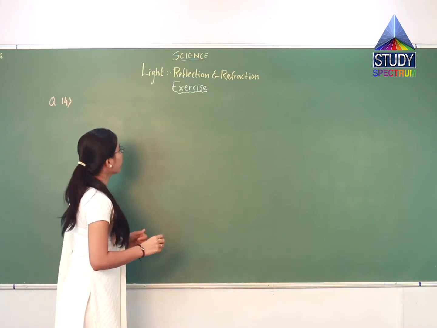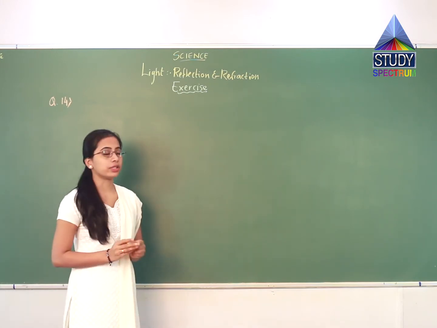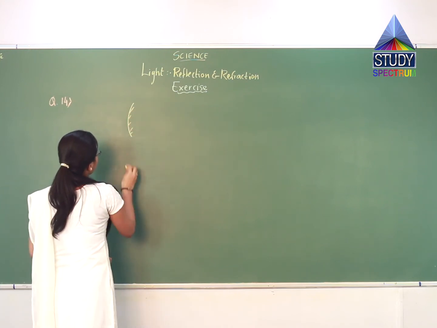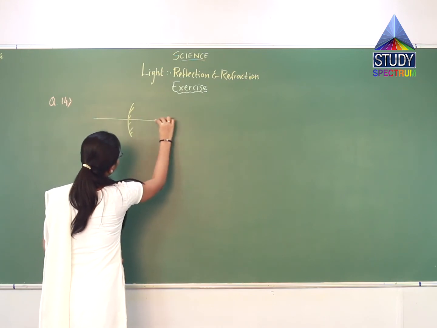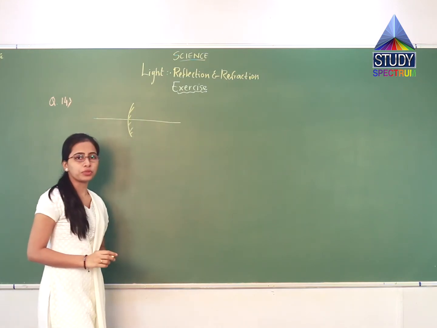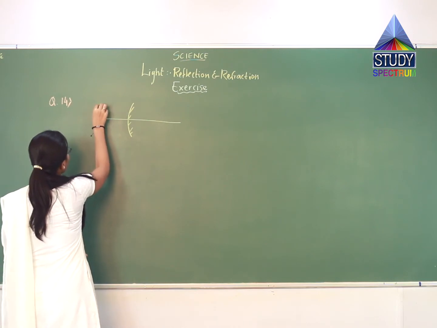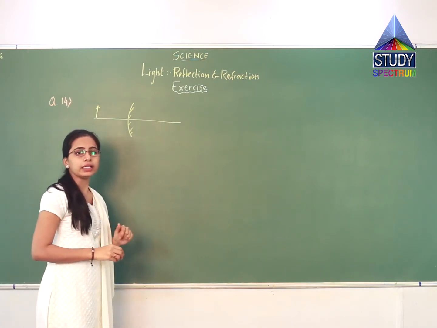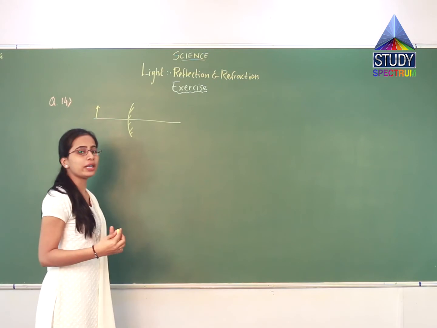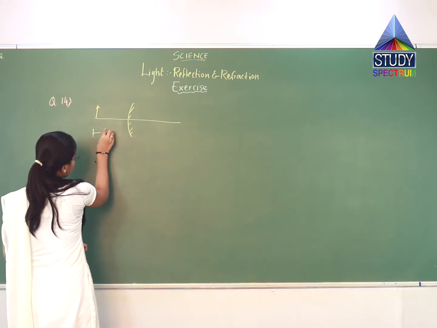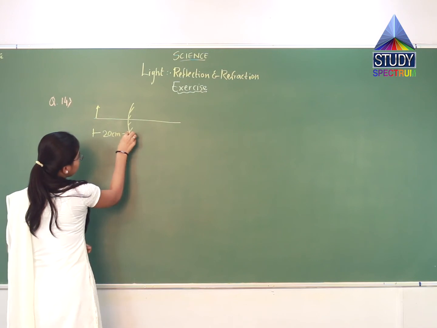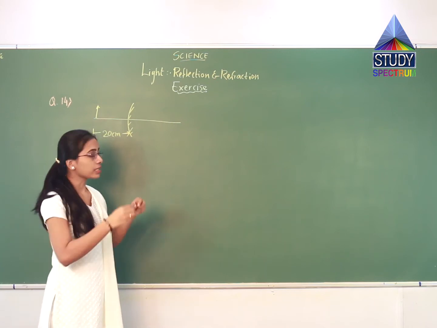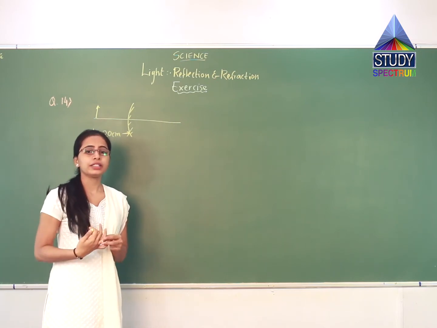So let us start solving. Here you can see we have a convex mirror. So let us draw a convex mirror here, like this. It is given that object of length 5 cm. So that means we have been given the size of the object and it is placed at a distance of 20 centimeter. So this distance is 20 centimeter here, and again we have to find the position of the image, that means the distance of the image from the mirror and its nature and size.